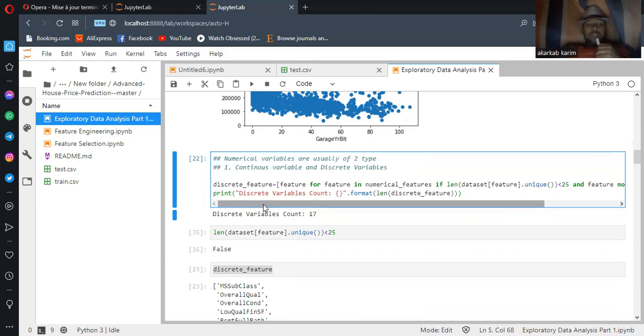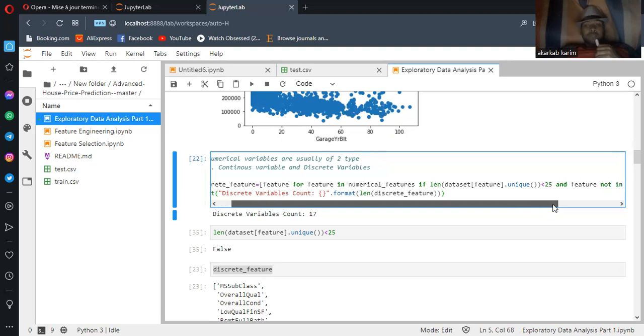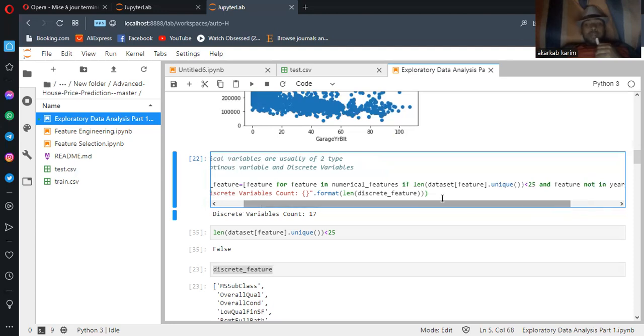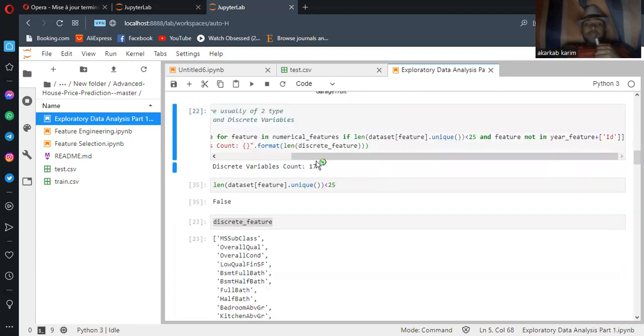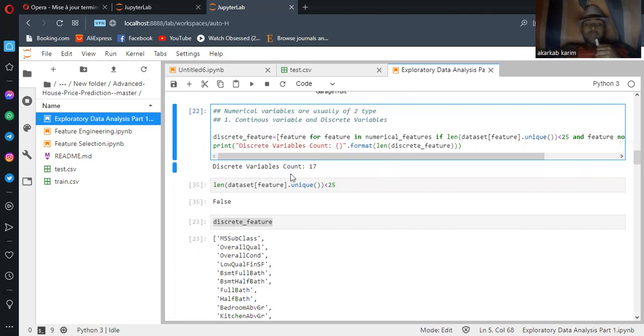Now we operate on these discrete features with this condition. A discrete feature is a feature, for feature in numerical features, where the number of unique values is less than 25. I will show you why I do that in the feature engineering. Here I need to check both conditions. The first is the number of unique values, with no duplicates, and the second is that it is not a year feature. This is the number of discrete variables we have. The discrete variables count is 70.